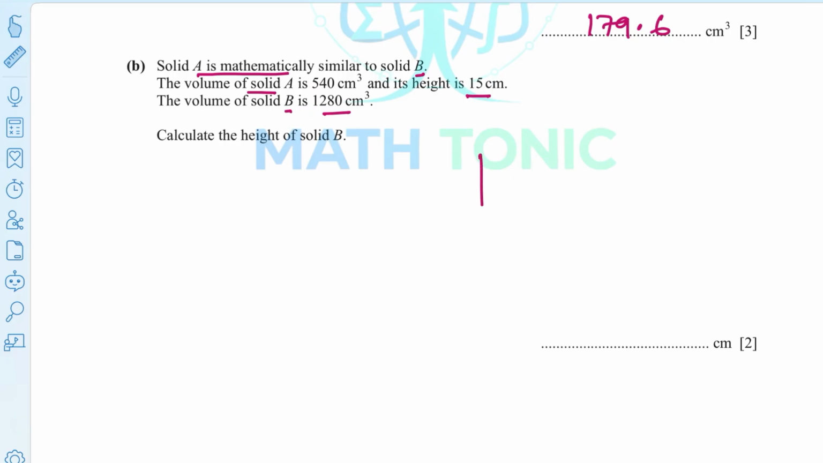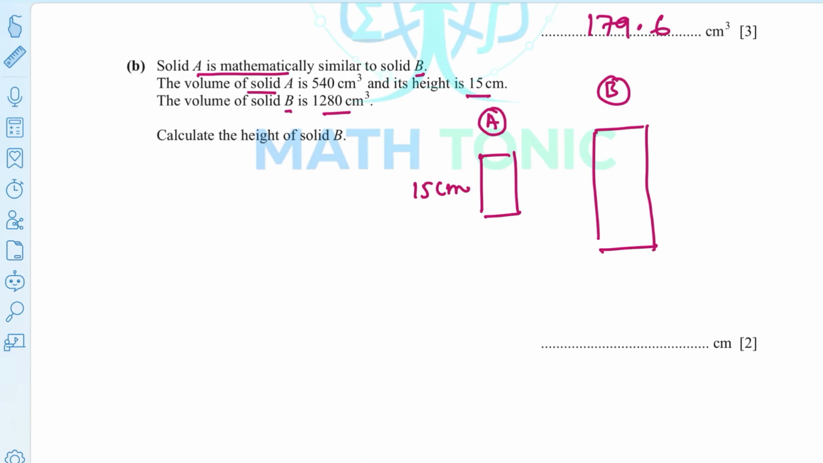For example, I'm just randomly doing it. So for example, this is solid A, right? And solid B is obviously bigger as per the question. Now, the height of this solid A is given 15 centimeter. Height of this solid B we don't know. We need to find out. Clear? Now, the volume of this one is given 540 centimeter cube. And volume of this B is given 1280 centimeter cube. Is it okay? The question is find out the height of the solid B.